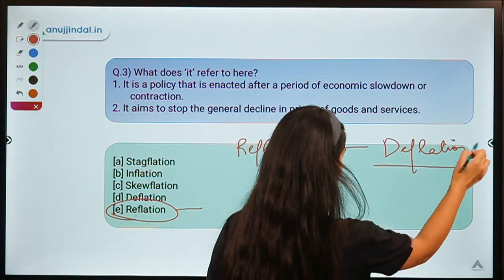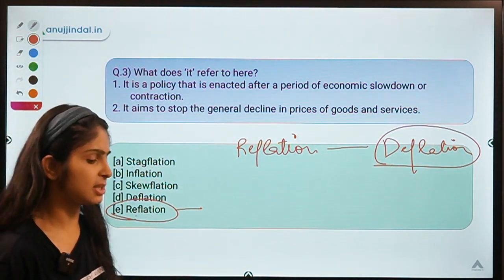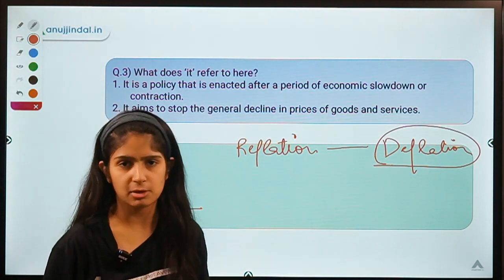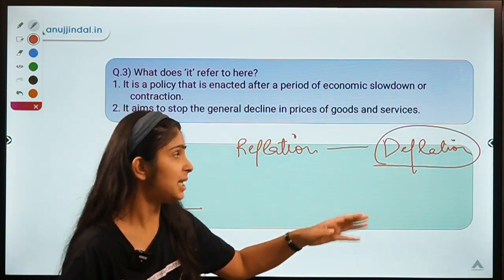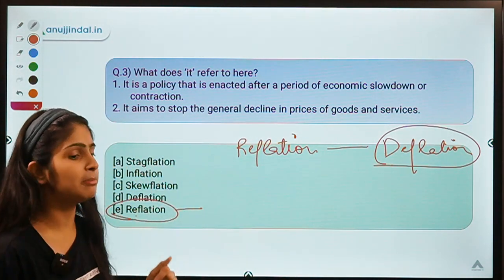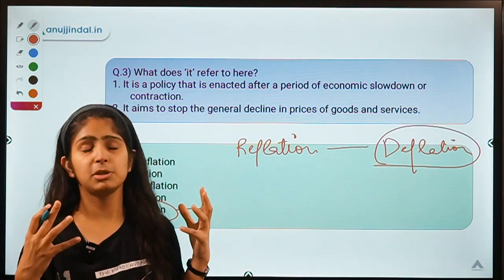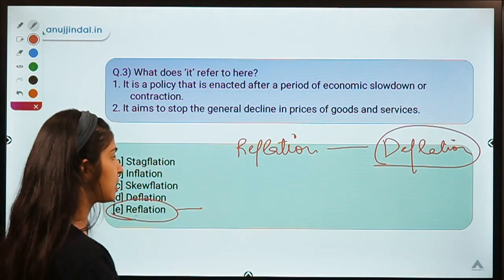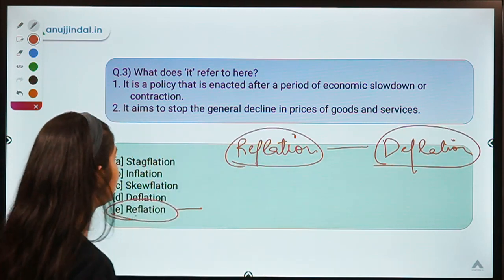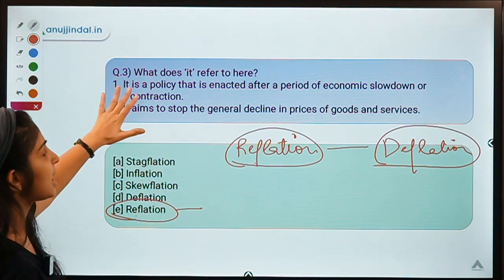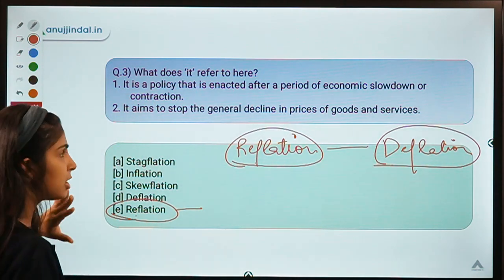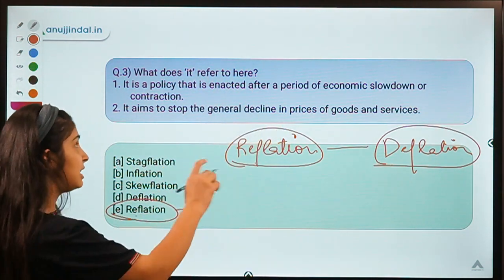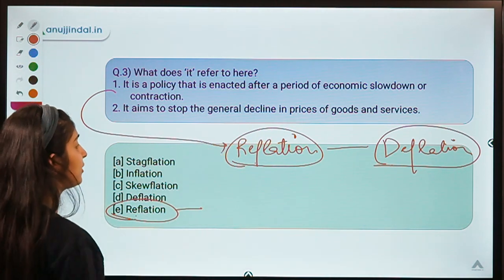When an economy is going through a deflationary phase, or it is witnessing a loss of economic activity and businesses are going down, people are not buying, there is no demand, and the economy is going down, in that situation the government takes up the job of pumping or boosting the economy with liquidity, and this process is called reflation. As you can see here, it is a policy that is enacted after a period of economic slowdown or contraction. So you can relate to it, because obviously when there is recession and deflation, there comes a need to reflate the economy.